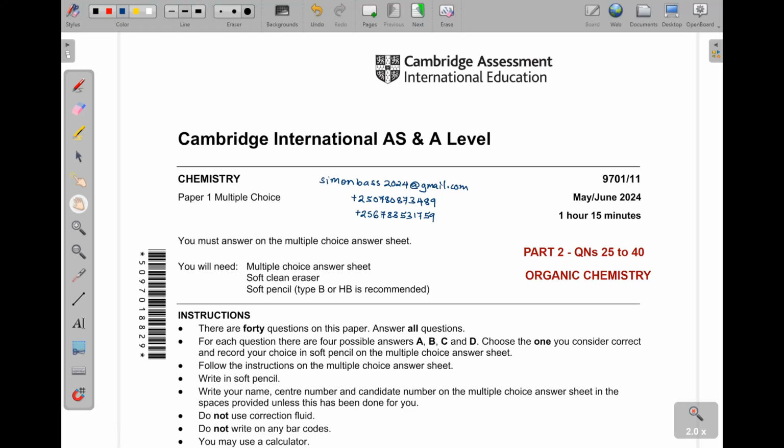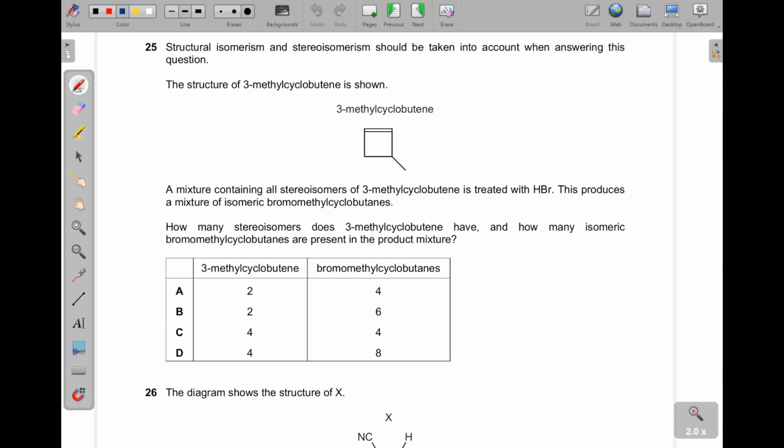This is teacher Simon taking you through Cambridge International AS and A-Level Chemistry for May, June 2024, paper 1-1, and this is part 2 for questions 25 to 40, which comprises of organic chemistry. Question 25, structure isomerism and stereoisomerism should be taken into account when answering this question.